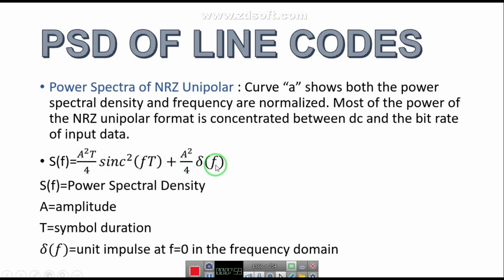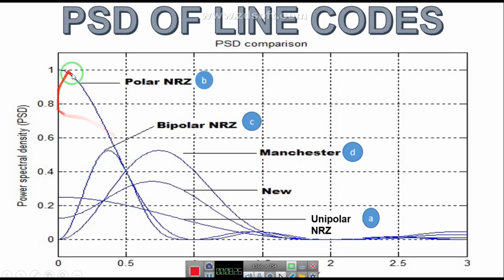Basically in your examination there is no need to find the individual power spectral density of each line code. So you can just see from this equation, A is nothing but your amplitude, or we can say it is a voltage. T is the symbol duration. And delta f is the unit impulse at f equal to 0 in the frequency domain. And this is a sinc function, because as you are going to see, all the curves are in the form of a sinc function.